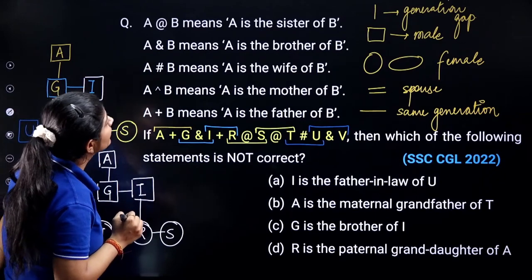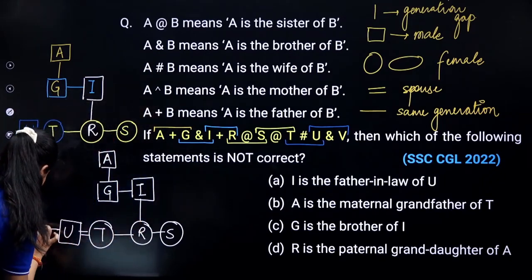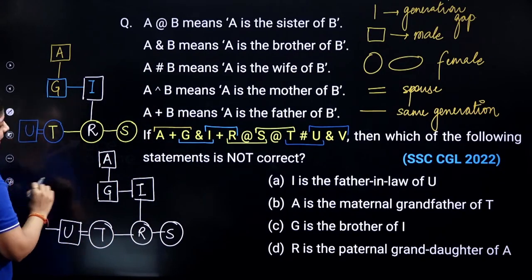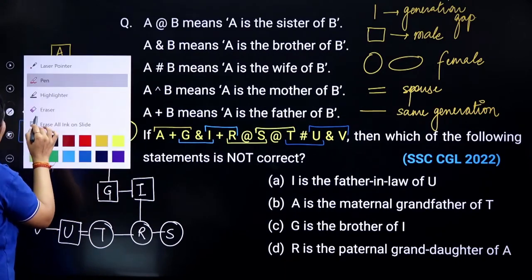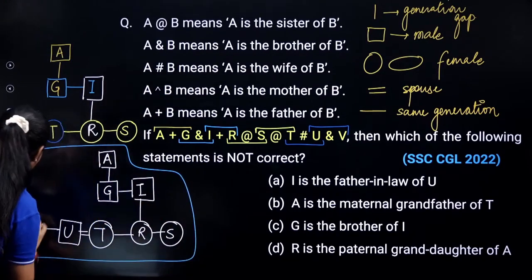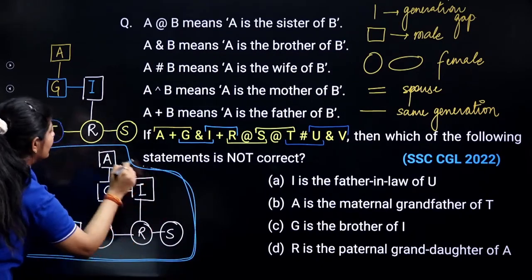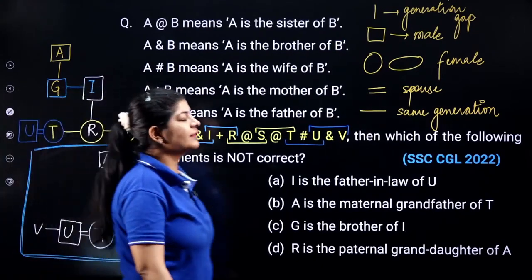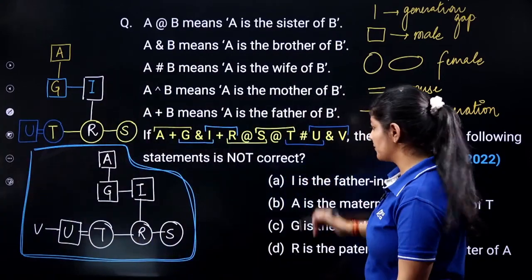U is a brother of V. Okay. So basically this is our family tree. This one is our complete family tree. Right? This is our complete family tree. Now on the basis of this, we need to check a few options.